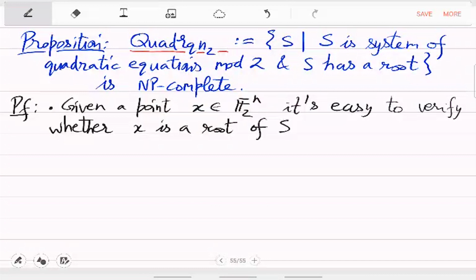So this means that quadratic equation 2 is in NP. Okay, so if there is a root, it's a 0, 1 root, somebody gives it to you and you can verify fast. So that is what this NP condition is. So now comes the NP hard part.